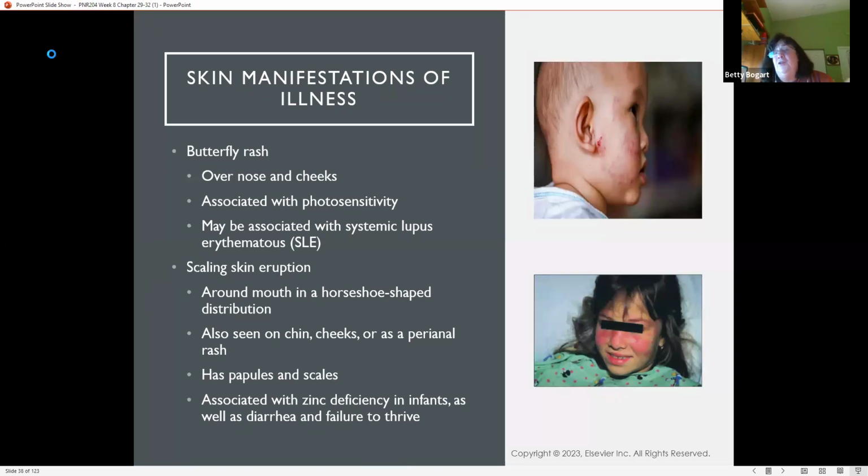Butterfly rash, that's lupus, right? Butterfly rash on the cheeks. And it's photosensitivity with that. Scalding skin eruptions, it's usually around the mouth as a horseshoe and it's on the chin. You will see papules and scales on these children. Many times it could be a vitamin deficiency. Skin and rashes are some of the hardest things in children to diagnose, and not every pediatrician can do it.